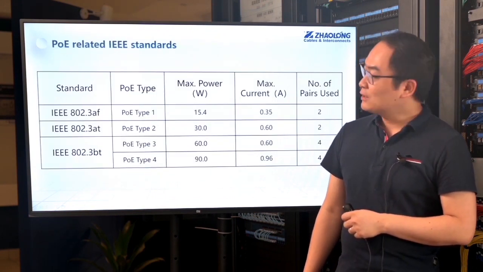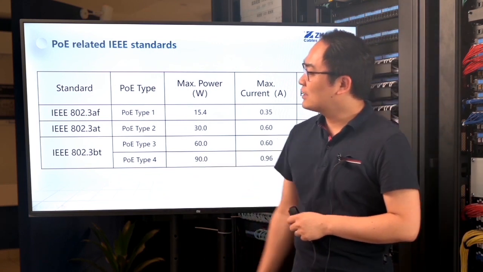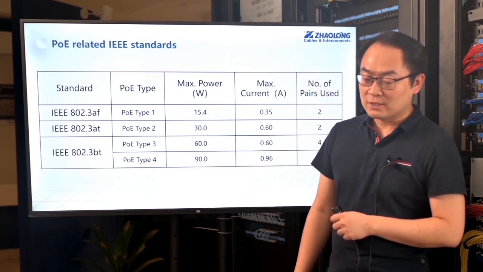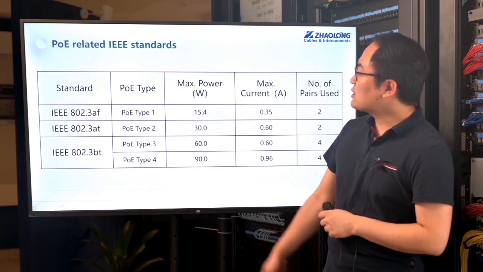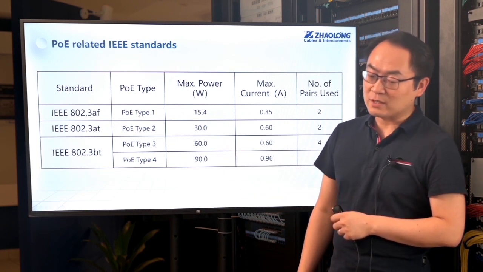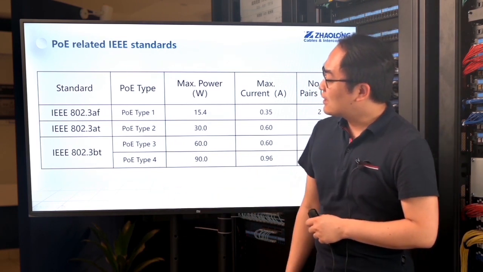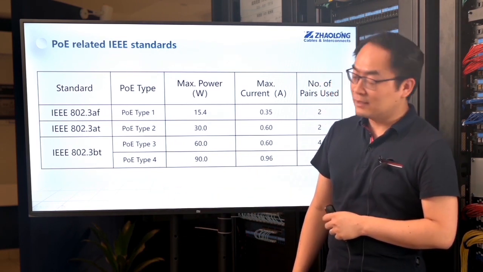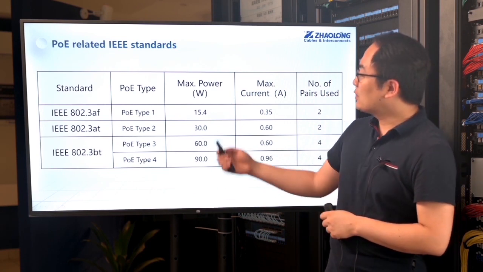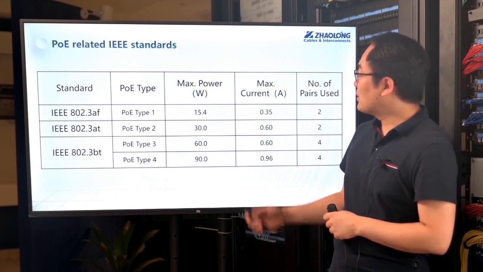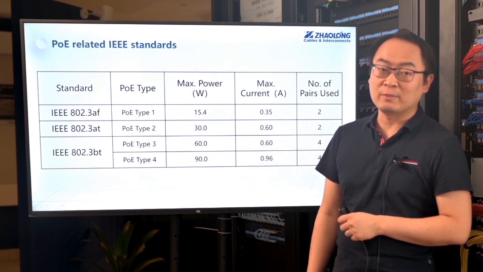There are several PoE standards. The first standard is PoE IEEE 802.3af. For this standard, they define a maximum power of 15 watts with a maximum current of 350 milliamps. The next standard is 802.3at. For this standard, the maximum power has been doubled up to 30 watts, and the maximum current can go up to 600 milliamps.